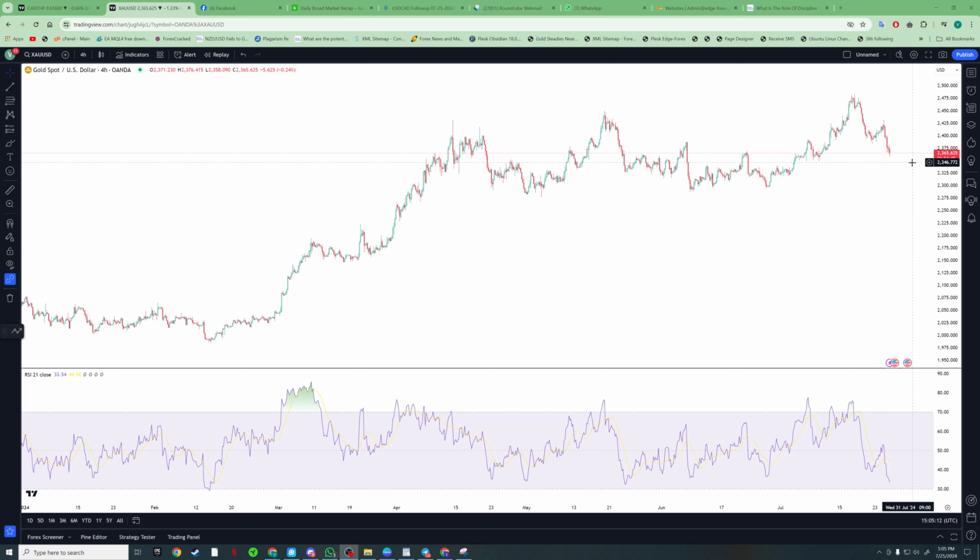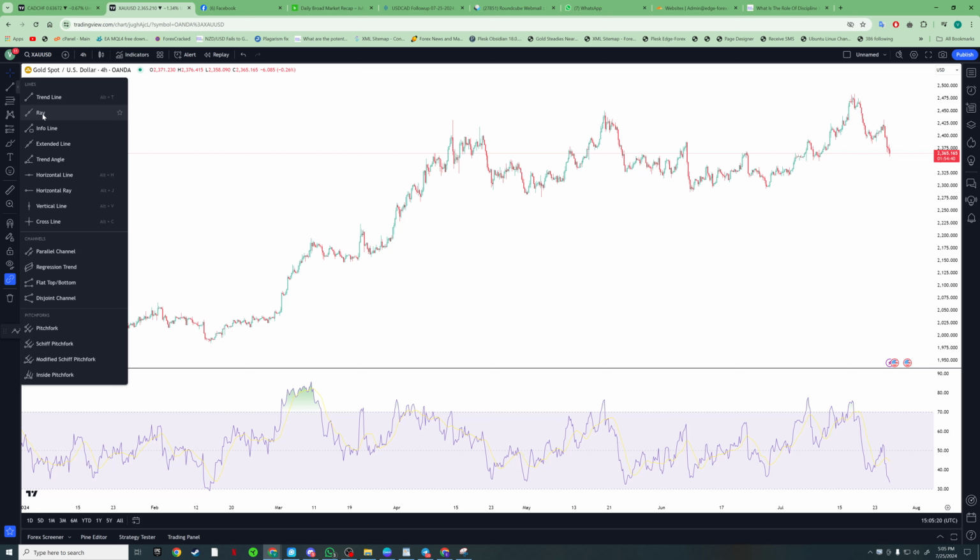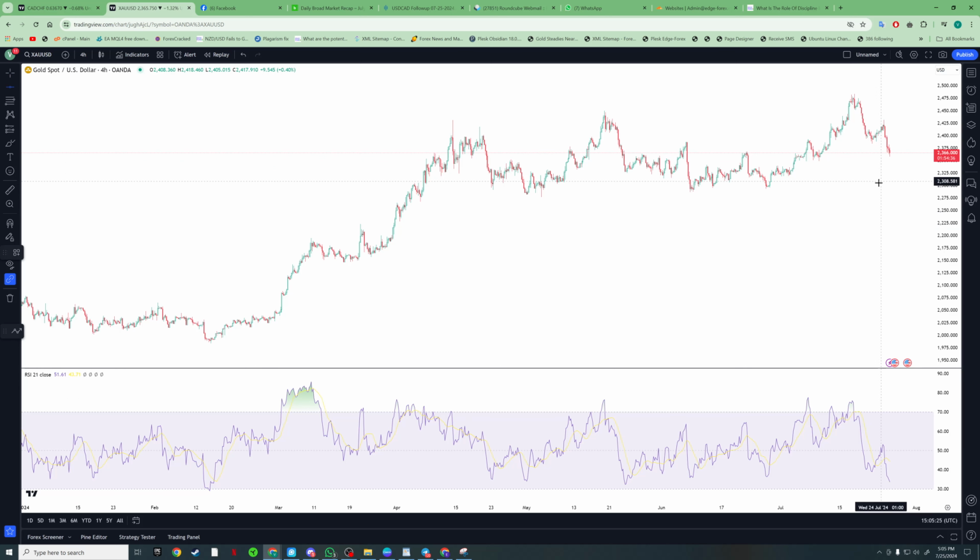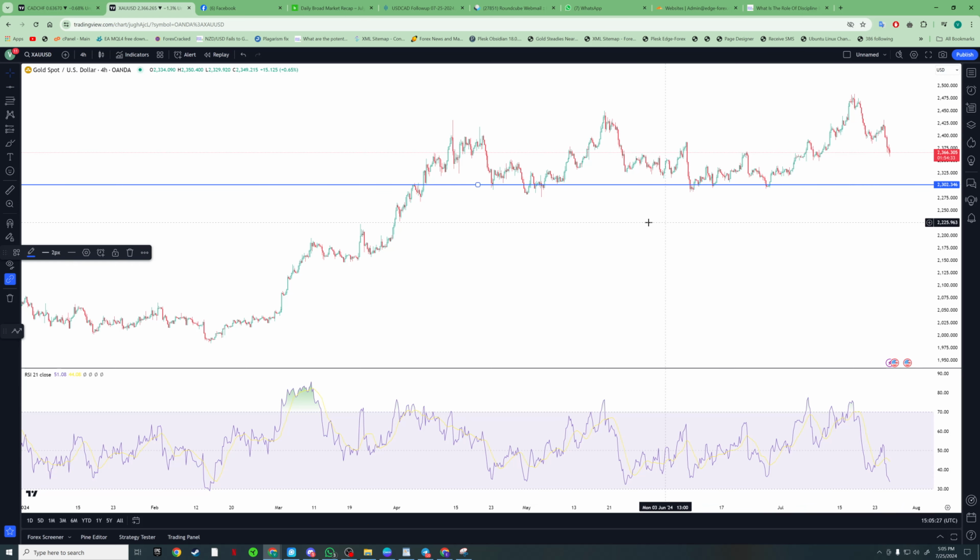Right now it's 2365, and I think it'll make a low between here and, let's draw a horizontal line, around here somewhere, say 2300. As long as it doesn't breach 2300, I am okay going in and adding further to my positions. So 2300 is the line in the sand for gold to maintain.